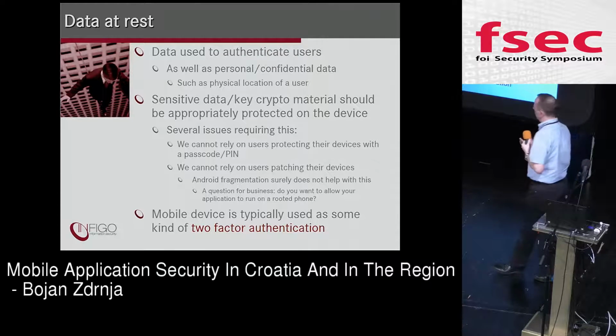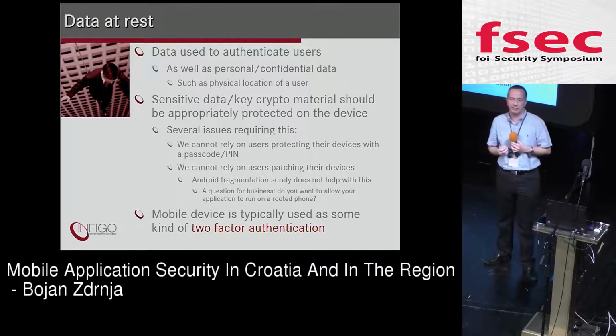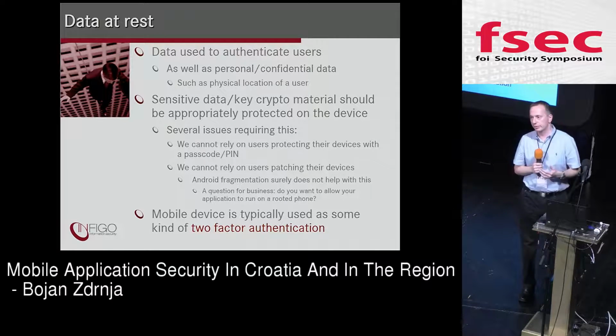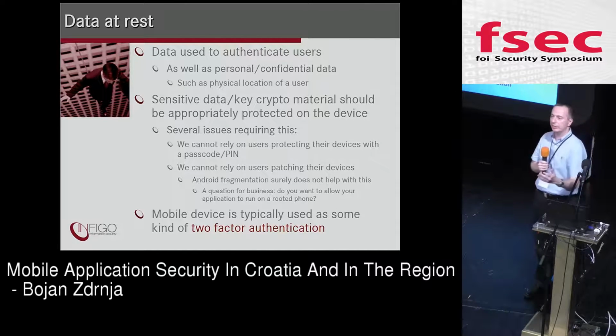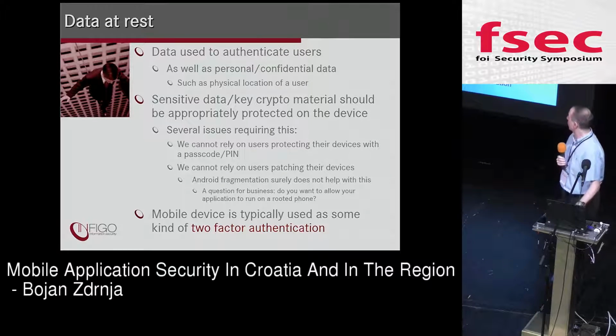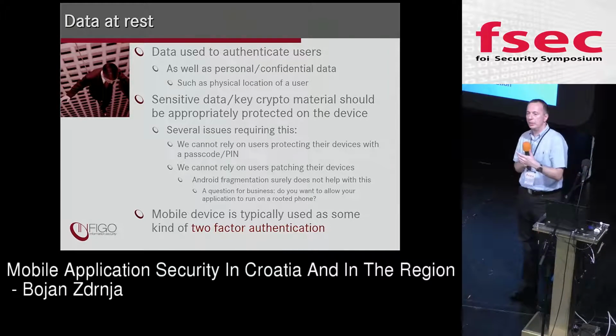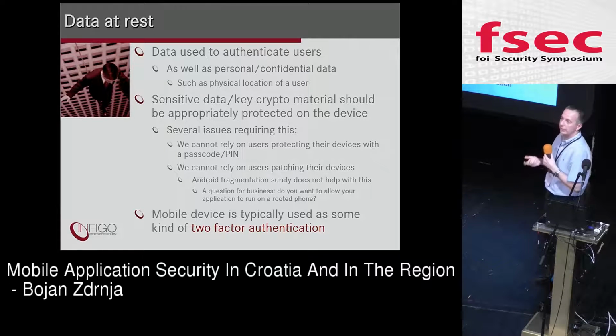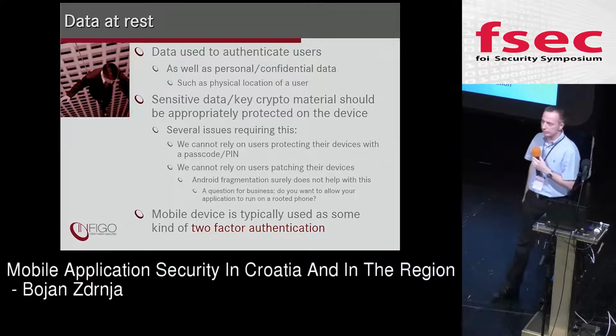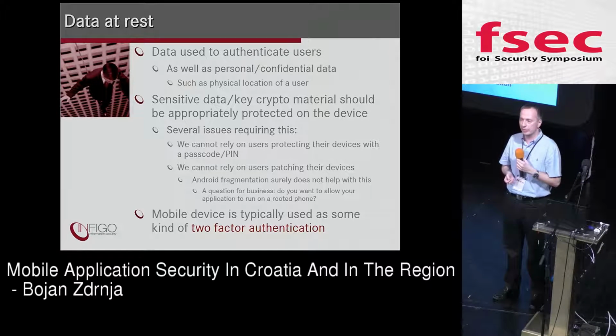So let's take a look at several issues that we have with mobile devices, and typically we'll divide them into data at rest and data in transit to see exactly what we have to pay attention to. So today, when we access any application, be it mobile banking, Facebook, Twitter, whatever you want, those devices are used as authentication devices. Obviously, on Facebook, we will just use our username and password, and that's maybe not something that we care a lot about.